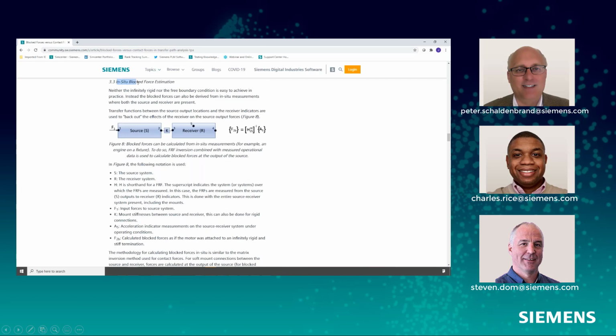or other people too, in situ block force estimation, where the system R is available, but there's a way to back out the effects of R using FRFs to these locations to calculate a block force. Is that what you meant?